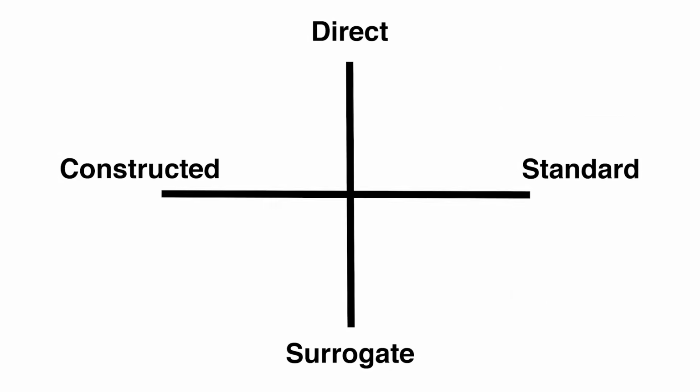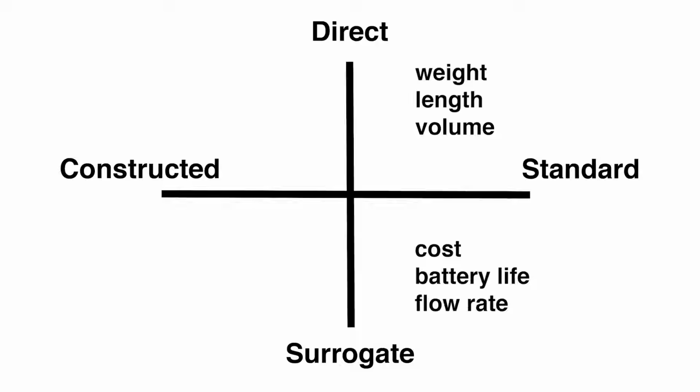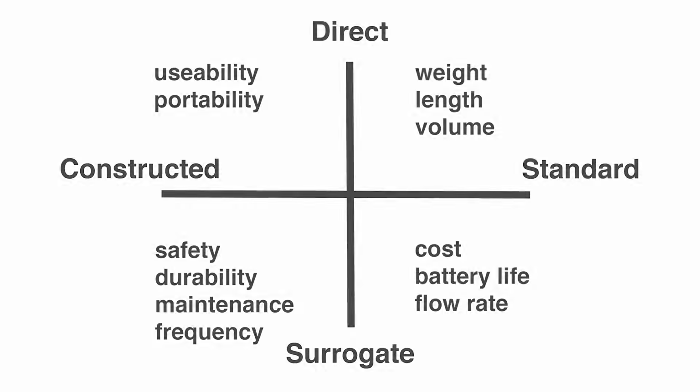To summarize, we have our grid with 4 quadrants. Examples of direct standard measurements include weight, length, and volume. Examples of standard surrogate measurements include cost, battery life, and flow rate. Examples of direct constructed measurements include usability and portability. And finally, examples of constructed surrogate measurements include safety, durability, and maintenance frequency. In conclusion, we have just reviewed ways to categorize the tests used to evaluate your design criteria. These categories are direct versus surrogate and standard versus constructed.